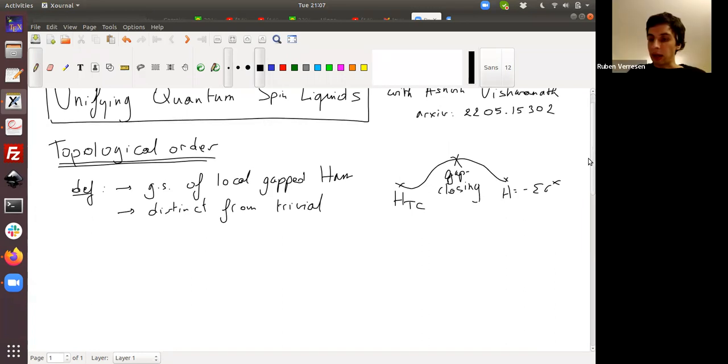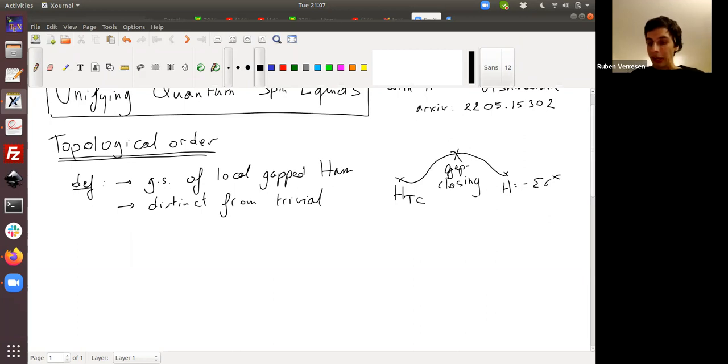The definition itself doesn't directly tell you why it should be so interesting, but it turns out that examples of these non-trivial topological phases have a bunch of interesting properties. In particular, the quasi-particle excitations are typically fractionalized, so-called anyons with anyon statistics. In this talk, I'm going to be discussing two-dimensional systems, two spatial dimensions. So there can be anyonic excitations with generalized statistics.